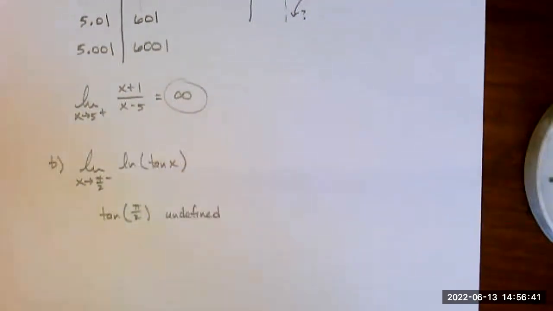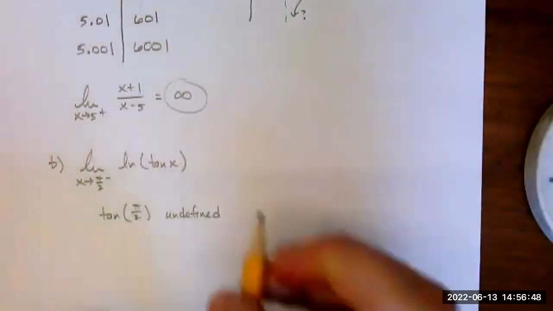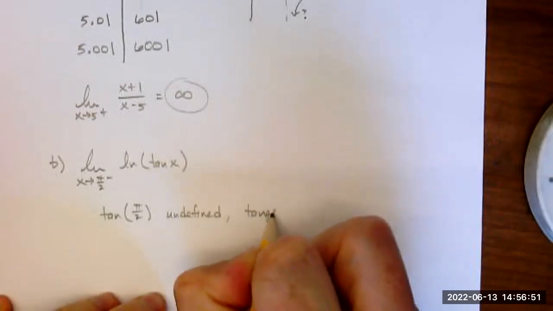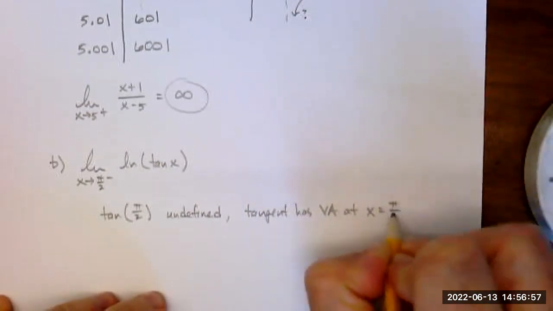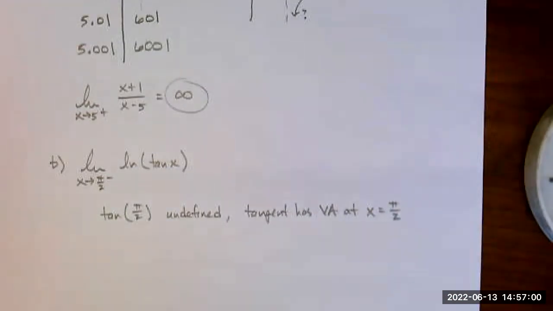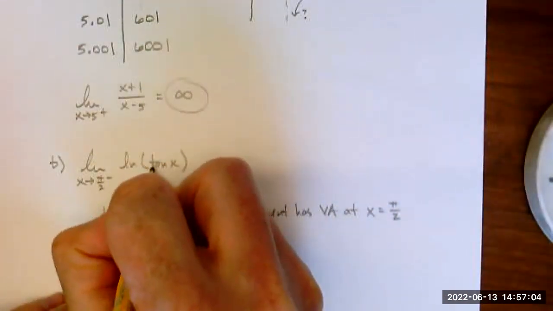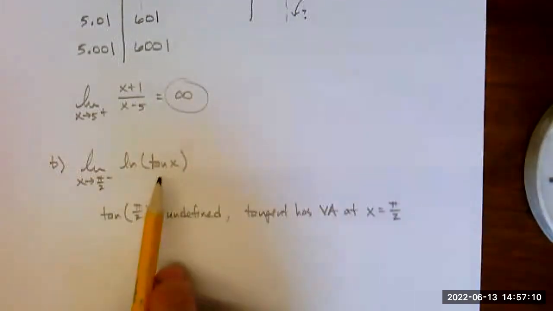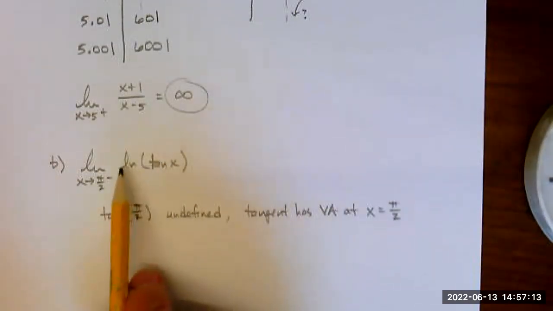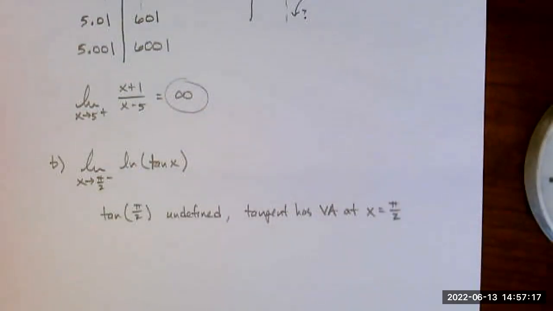You remember the graph of tangent? The graph of tangent has a vertical asymptote. Tangent has a vertical asymptote at x equals pi over 2. So here, a little trig knowledge will serve you well. So surely if we can't plug into tangent x, we're not going to take the natural log of tangent x. That's not going to work for us either. Well, what are we going to do? Well, there's no simplifying, right? But we do know there's a vertical asymptote. So our answer is either positive infinity or negative infinity.